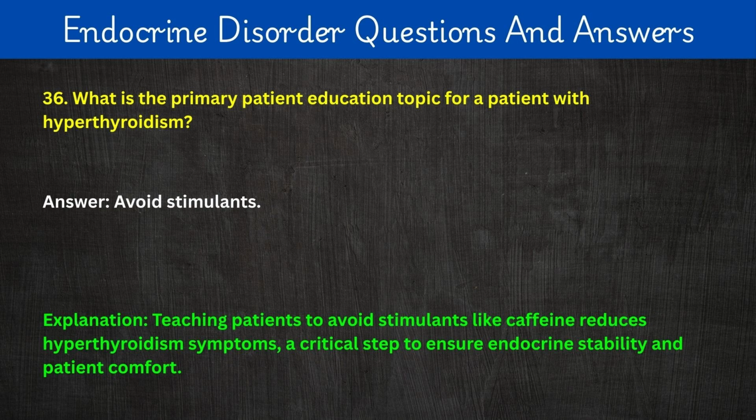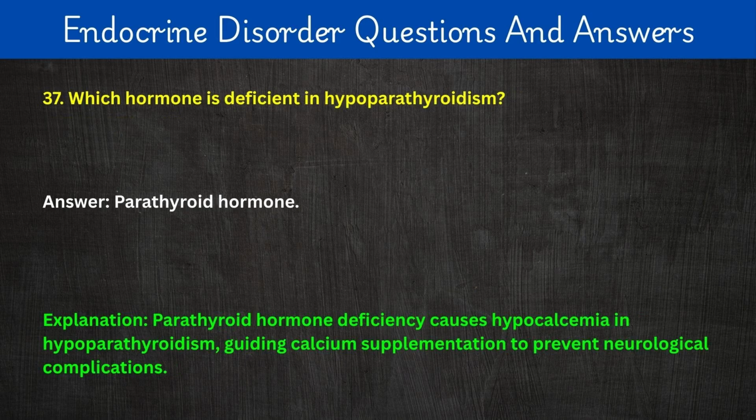36. What is the primary patient education topic for a patient with hyperthyroidism? Answer: avoid stimulants. Explanation: teaching patients to avoid stimulants like caffeine reduces hyperthyroidism symptoms, a critical step to ensure endocrine stability and patient comfort.